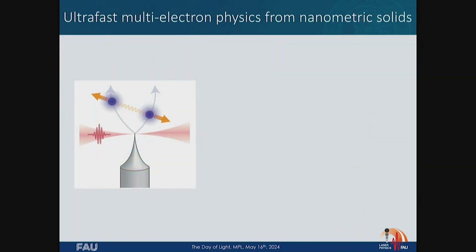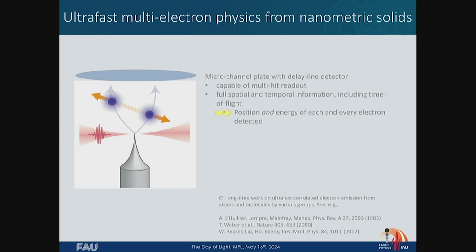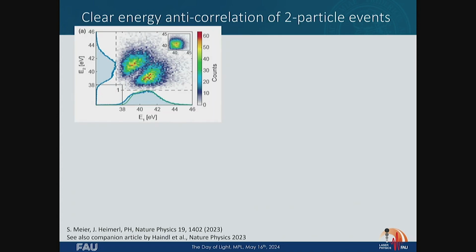And let me come to another point. So far, we only looked at individual electrons driven in the field. What about two electrons that are emitted here, from this very sharp needle? Will they interact? Will they repel each other? So we had a new detector, and we thought, let's look into correlations of these electrons and really detect position and energy of each and every electron that arrives here, also when there are more than one, so 2 or 3 electrons emitted by one laser pulse. And this works because of this new detector.